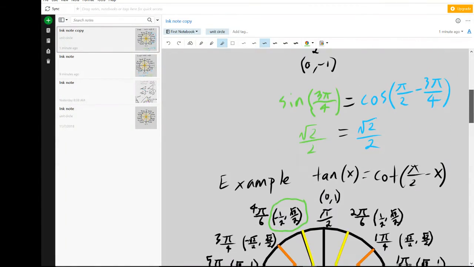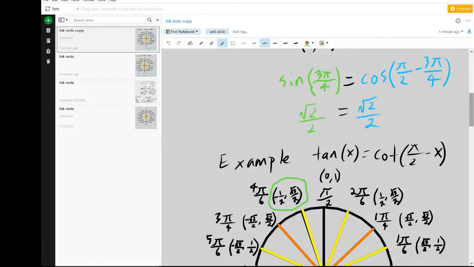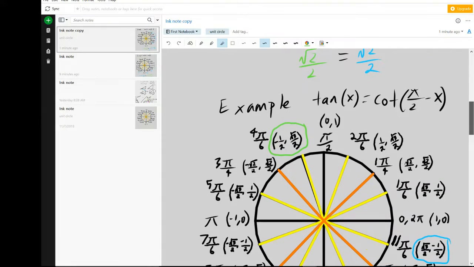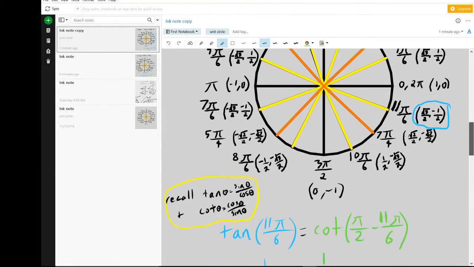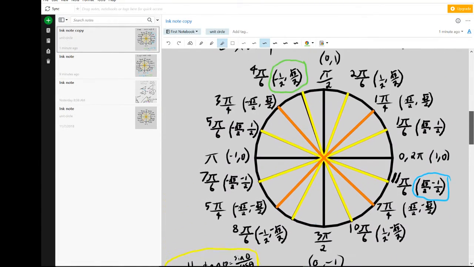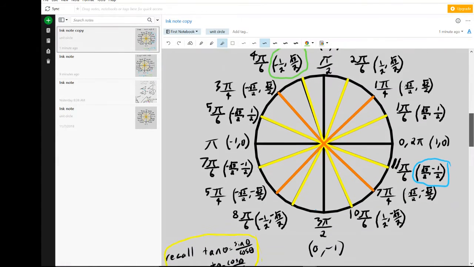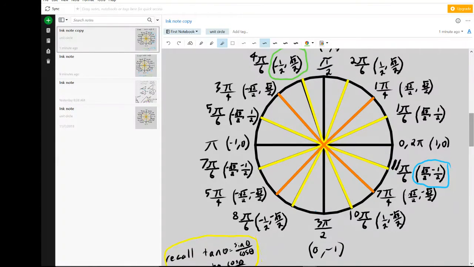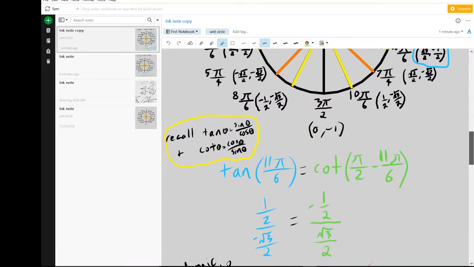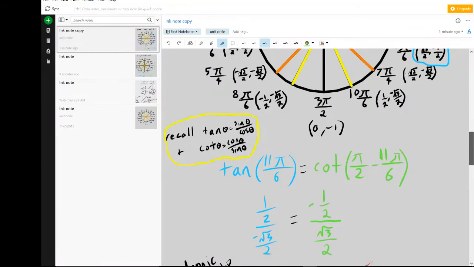Let's take a look at tan x equals cotan of pi over 2 minus x. Does this work out? Well, let's see what we got here. We're going to look at 11 pi over 6. So if we're, again, starting here, we're going to go all the way around to 11 pi over 6. So we almost made a full circle. And we see that the tangent there is negative 1/2 over root 3 over 2. Okay, that's in blue on the left side.